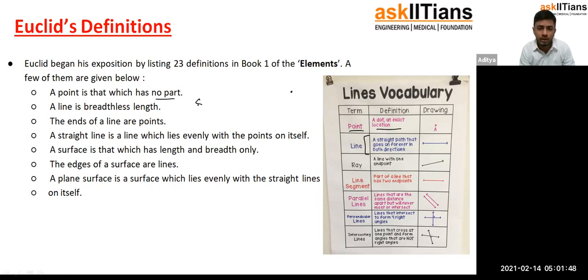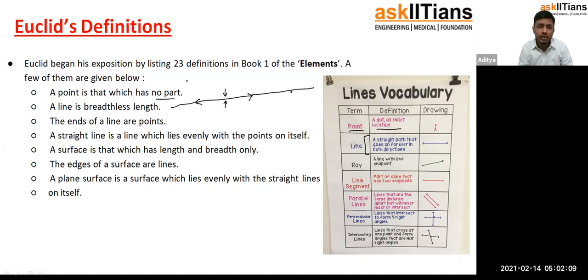So what we are saying is that a line is represented in this form. These arrows represent that it is continuing forever in both the directions. So that is what we mean by a line. And it has zero thickness. It is not at all thick. It is the finest line that we can ever draw.